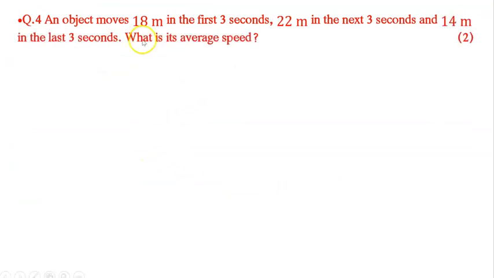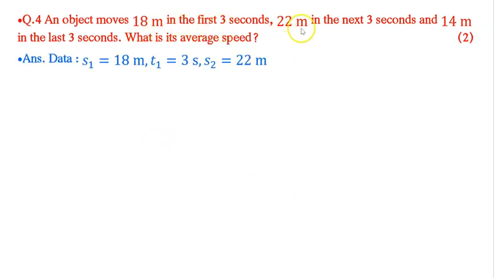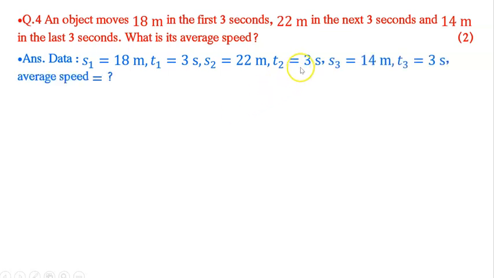An object moves 18 meters in the first 3 seconds, 22 meters in the next 3 seconds, and 14 meters in the last 3 seconds. What is its average speed? Now here S1 equals 18 meters, T1 equals 3 seconds, S2 equals 22 meters, T2 equals 3 seconds, S3 equals 14 meters, and T3 equals 3 seconds.